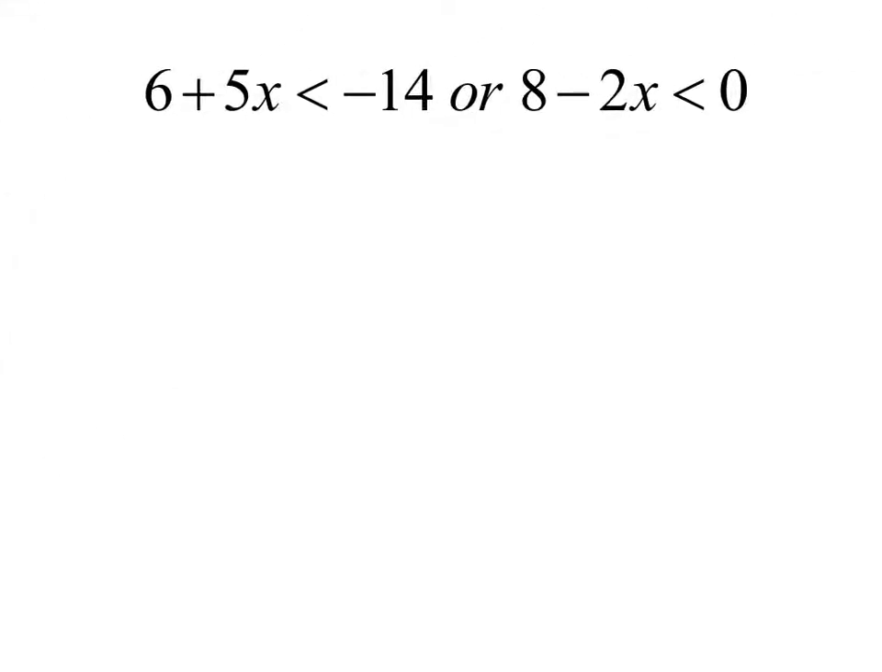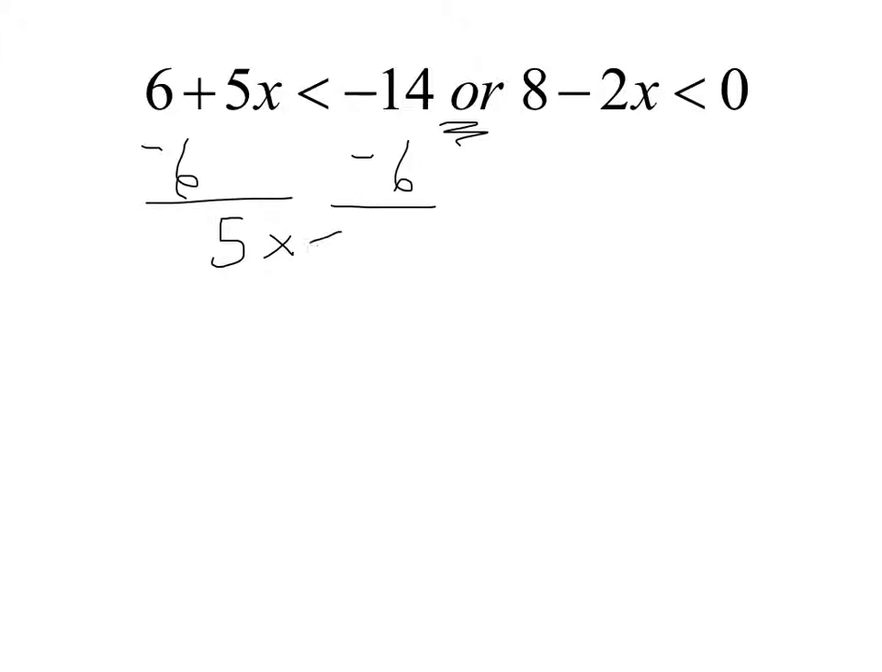One more example. This is an OR situation. An OR is a union. So we need to solve these problems separately. We need to isolate that x term. That gives us a 5x on the left is less than negative 20. Divide by 5. That gives us x is less than negative 4.